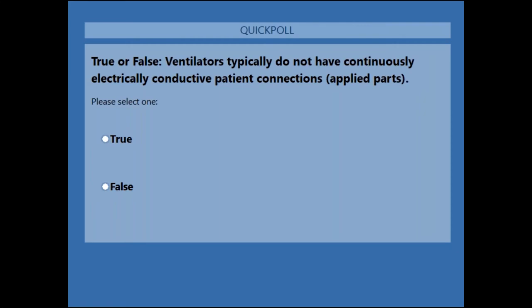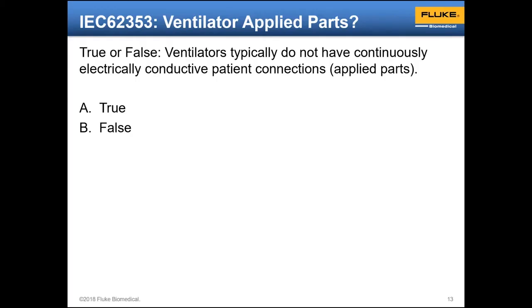This should be quick and easy for everybody to answer. Okay, I'm closing the poll now.